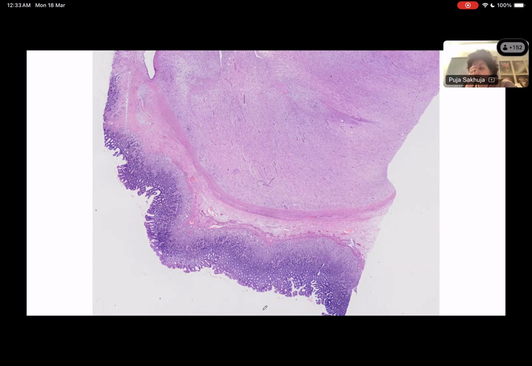So, and the location of the tumor is? In the submucosa. Submucosa looks quite free over here. In the muscularis propria. Yeah. Submucosa is here. This is free. It is in the muscularis propria. Anything else you want to comment about the location of the tumor?